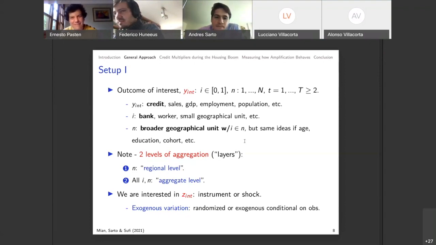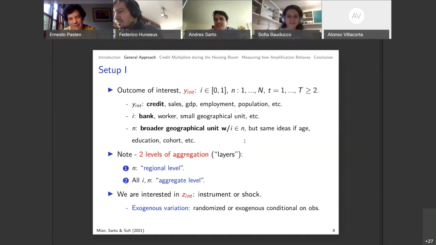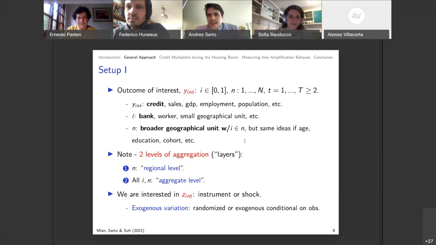So can I ask you something in the meantime? Sure, quick question. For these general equilibrium effects to play a role, don't you need a T that is sufficiently large to capture the second round, third round effects?